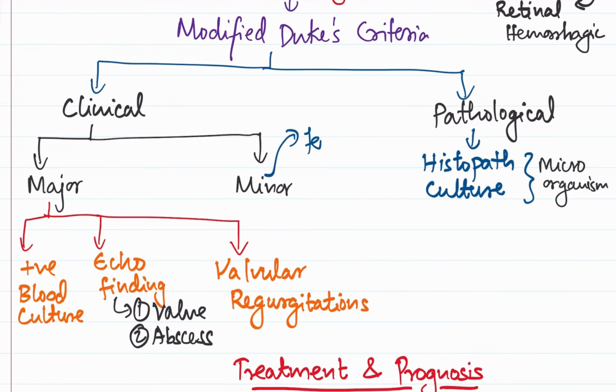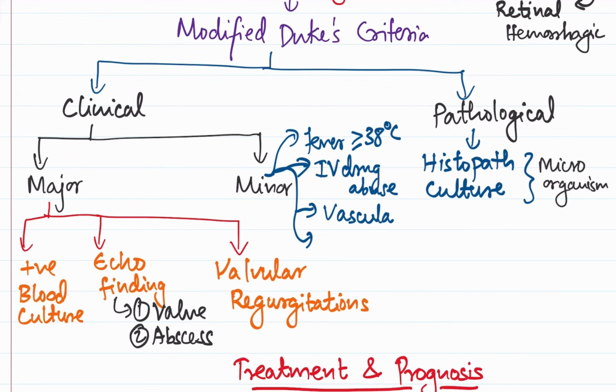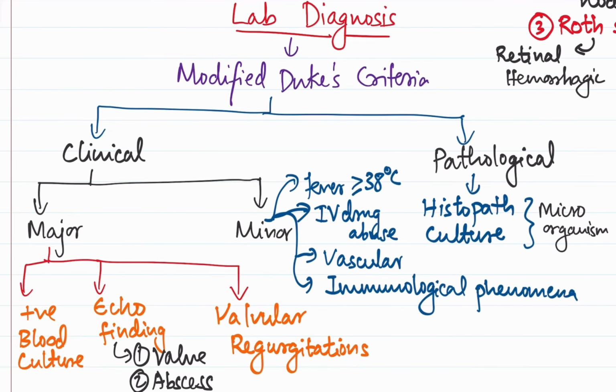What are the minor criteria? So minor criteria includes, first one is fever, high grade fever, and then we have predisposing conditions and history of IV drug abuse. And then in addition to that, we had said about the clinical features, right? So any of the vascular phenomena or the immunological phenomena that we had discussed, they all come under the minor criteria. So how many minor and major do we need to diagnose infective endocarditis according to modified Duke's criteria?